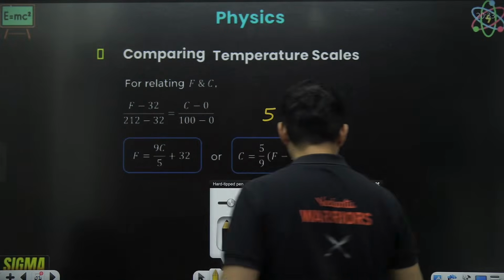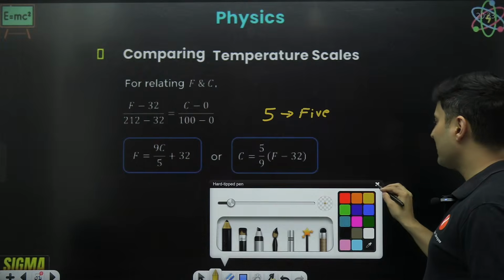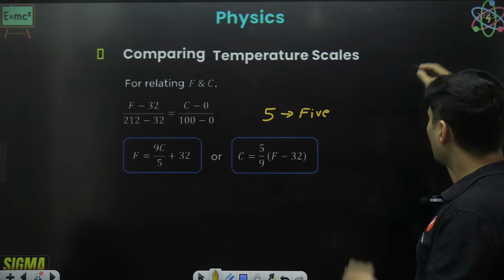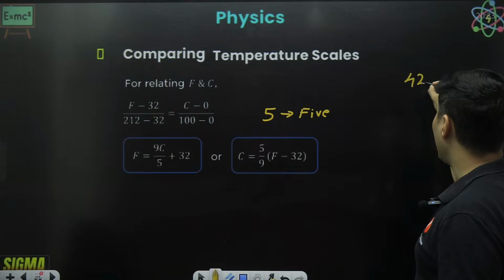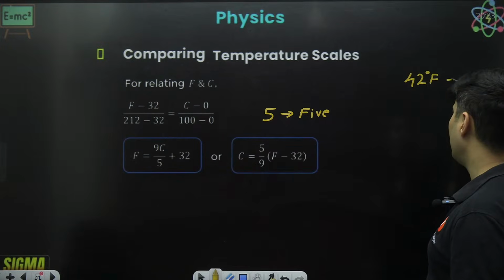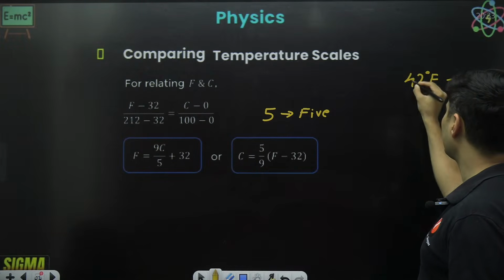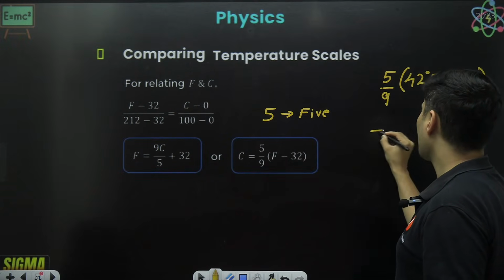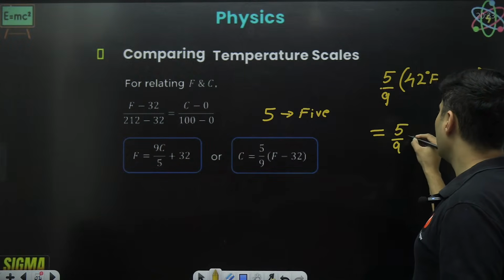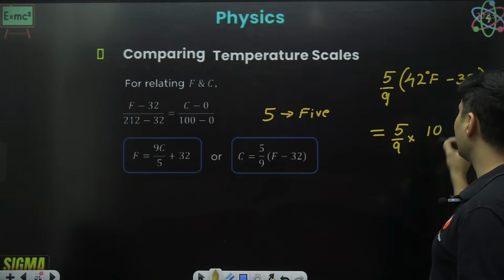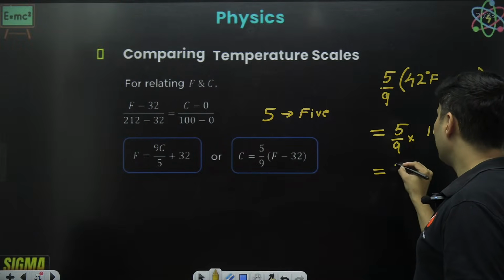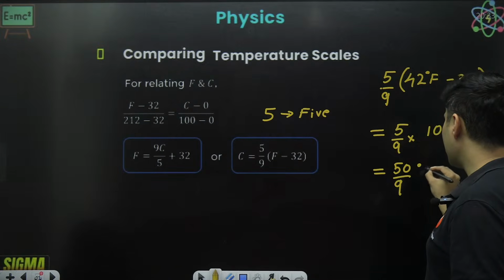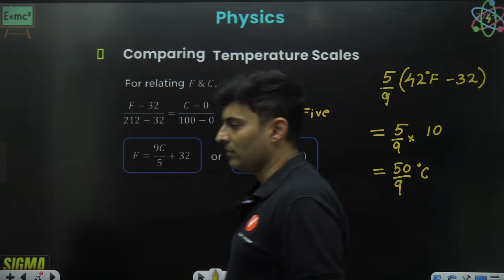So you want to convert, let's say, anything. Say, for example, you want to say how much is 42 degree Fahrenheit? So 42 degree Fahrenheit, you do minus 32 over here. The whole thing you multiply by 5 and divide by 9. So this will be 5 by 9 into 42 minus 32, which is basically 10. So it will be basically 50 by 9 degree Celsius. That's how the conversion happens.